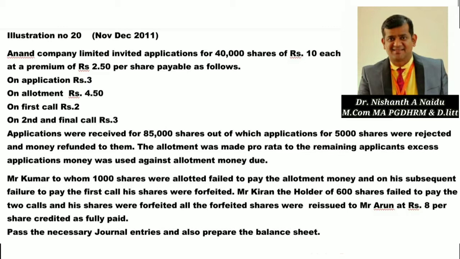His shares were forfeited. All the forfeited shares were reissued to Mr. Arun. These forfeited shares, that is 1,000 held by Mr. Kumar and 600 shares held by Mr. Kiran, a total of 1,600 shares, have been reissued to Mr. Arun at the rate of 8 rupees per share, credited as fully paid. For this we have to pass the necessary journal entries and also prepare a balance sheet. So this is the problem.